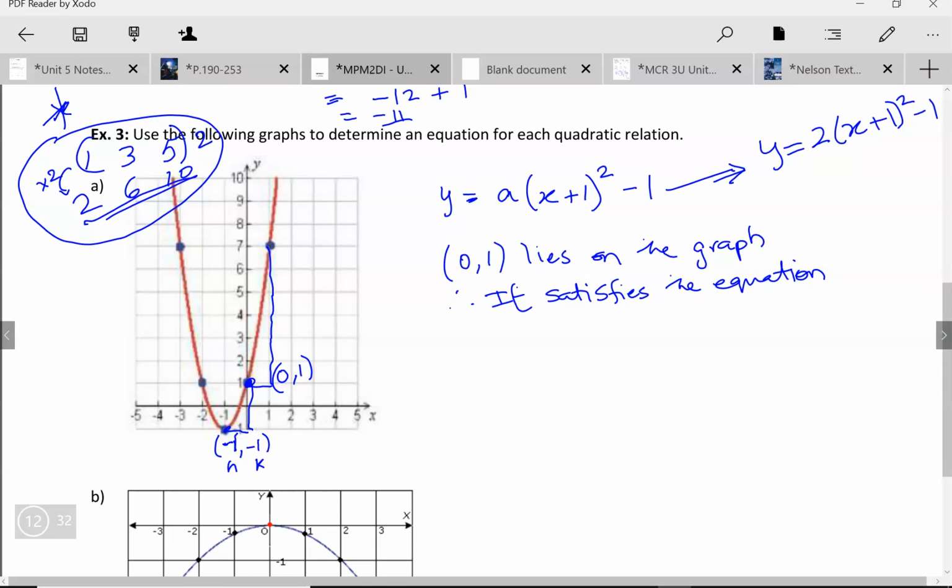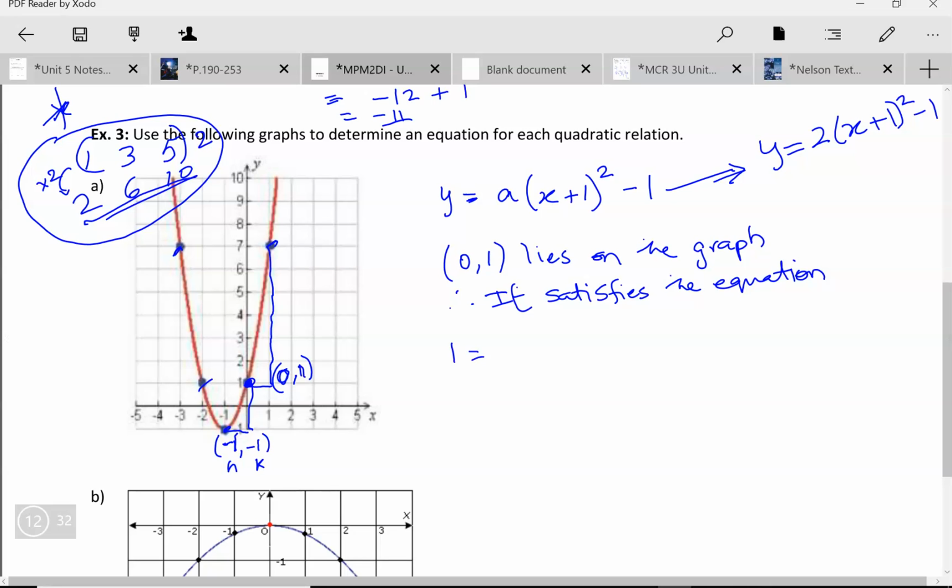But once you know it satisfies the equation, the algebraic way to do it is you pick any point. You could pick this point or this point or this point. You can't pick the vertex point because that won't work. You'll get a multiplied by 0, so the a will disappear. It'll still satisfy the equation, you just won't be able to solve for a. So you pick any other point other than the vertex, so you're going to substitute in x equals 0 and y equals 1. So we're going to do that substitution.